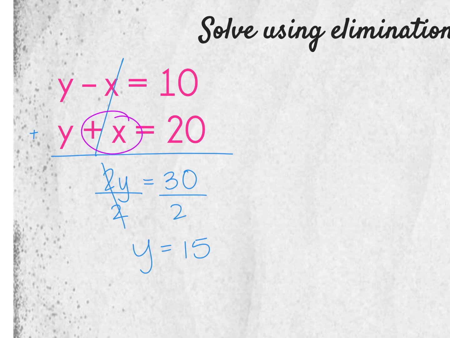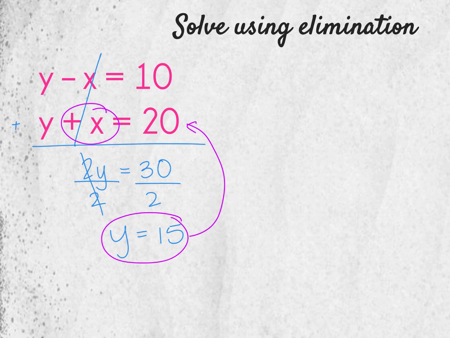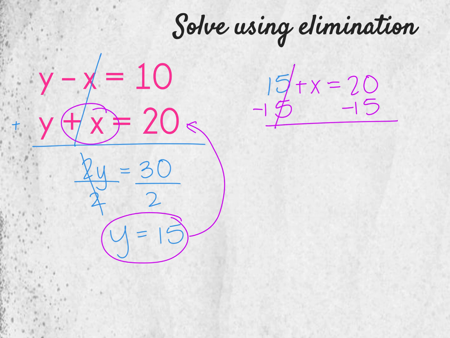I don't have to divide by a negative. The most important thing with these is that a lot of people mess up with the signs. So I would normally look at which one's easier. I'm going to have 15 plus x equals 20. Subtract 15 from both sides. And I'm going to get x equals 5.